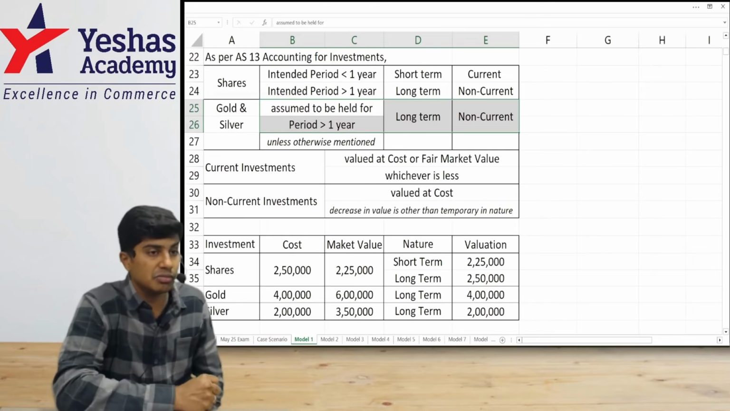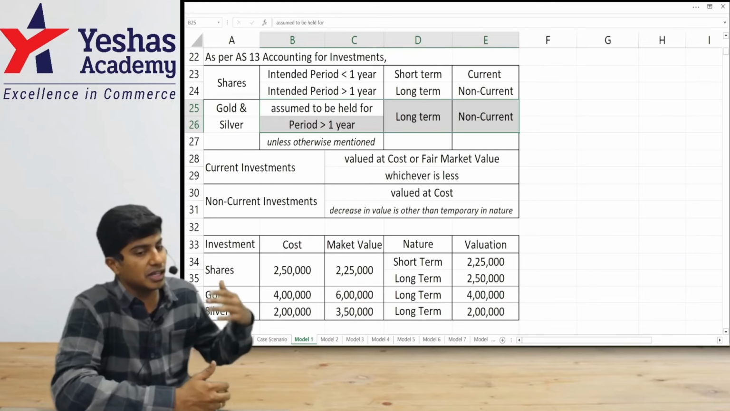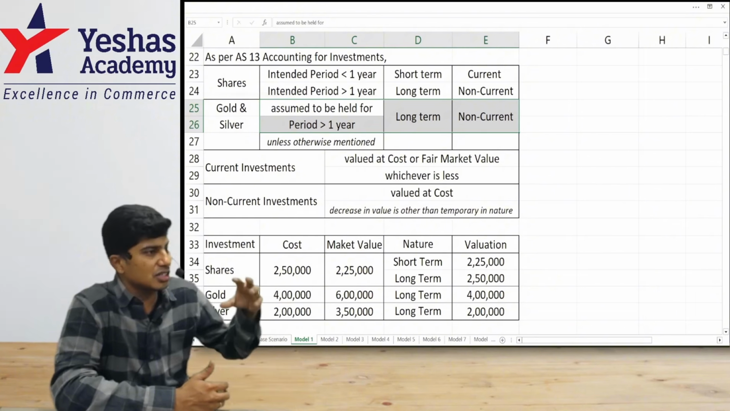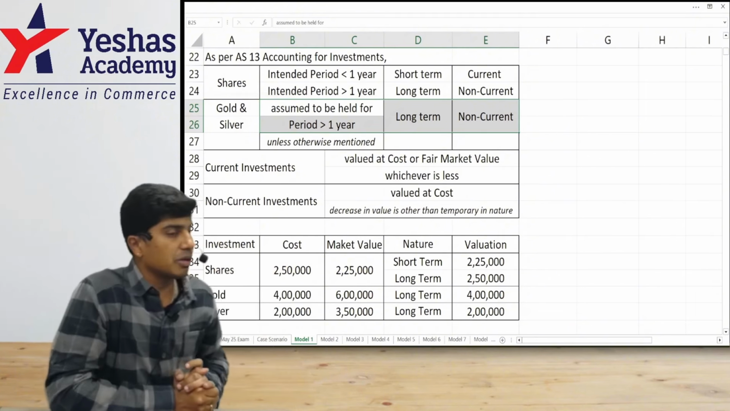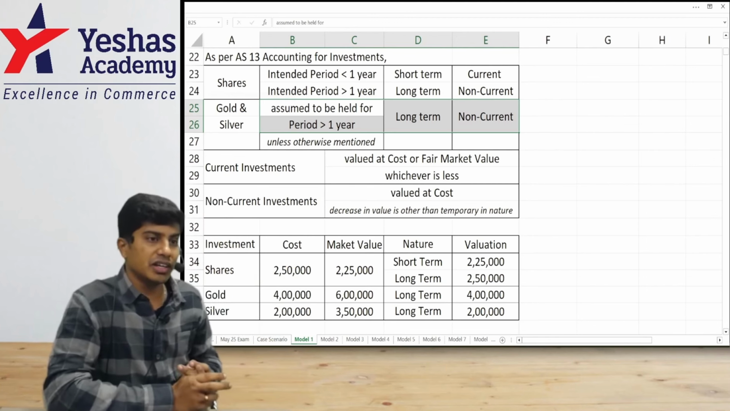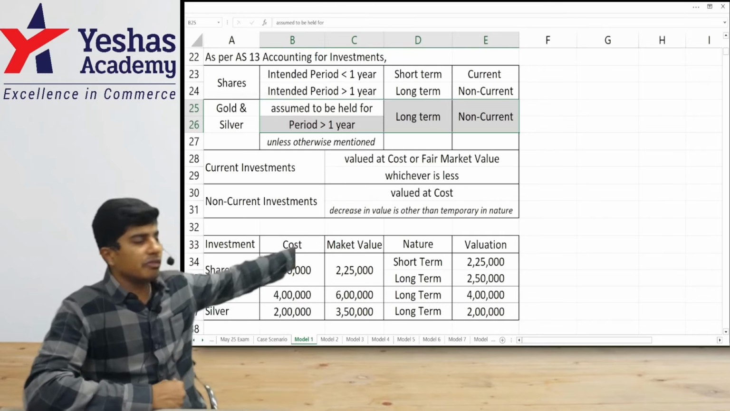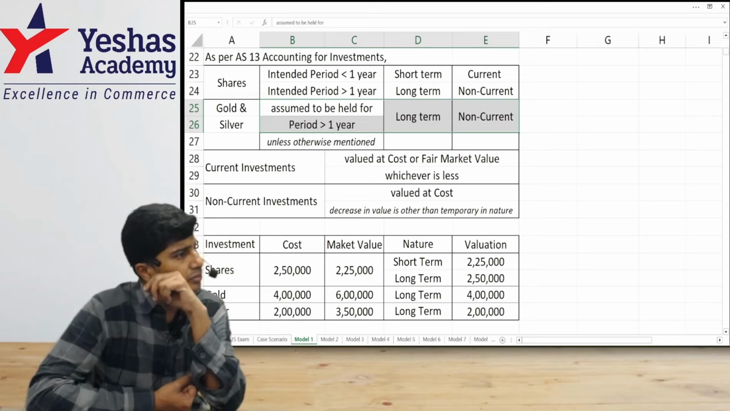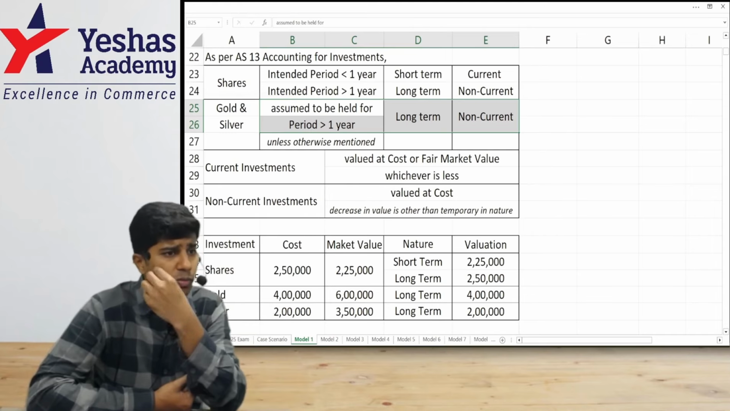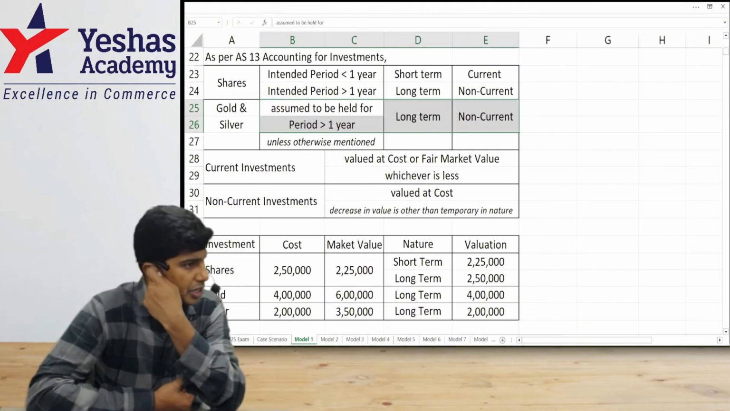treated as current investments or short term if the intended period of holding is less than 1 year. If the intended period of holding is more than one year, it will be considered as long term. Investments other than shares, that is gold and silver, can be assumed to be investments held for a period longer than 1 year, unless otherwise mentioned. And then you'll mention that current investment should be valued at cost or fair value, whichever is less. Long term or non-current investment should be valued at cost, unless the decrease in the price is permanent in nature.